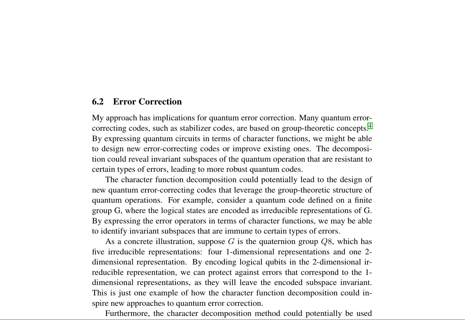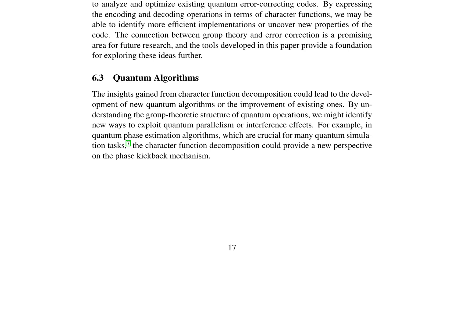For instance, encoding logical qubits in irreducible representations of a finite group, like the quaternion group Q8, can protect against specific errors. The decomposition method involves identifying the finite group G to which a quantum circuit belongs, computing its irreducible representations and character functions, and then applying the decomposition formula.